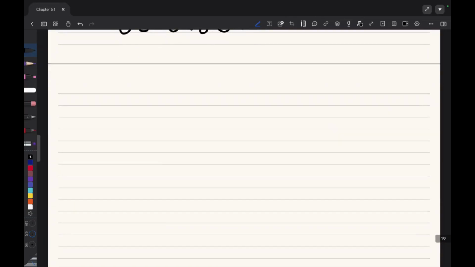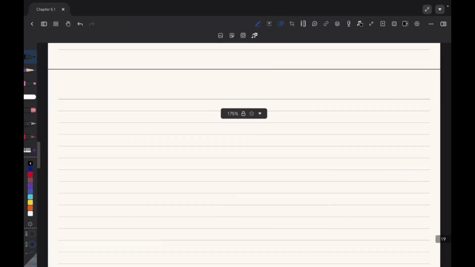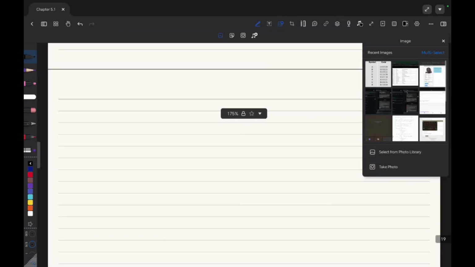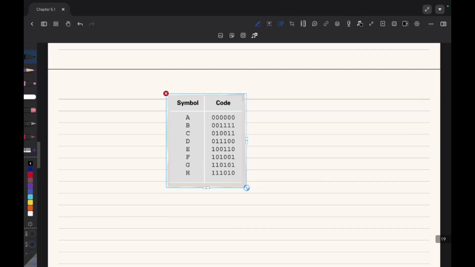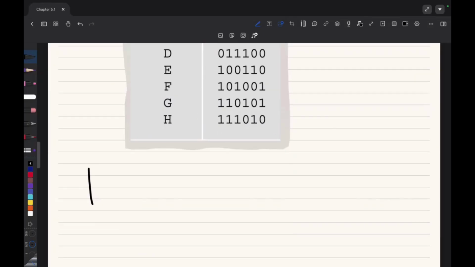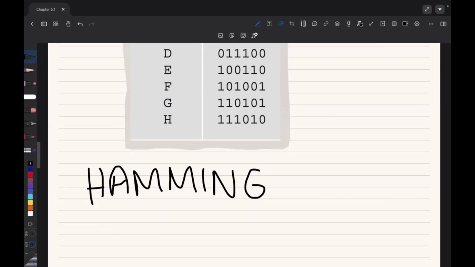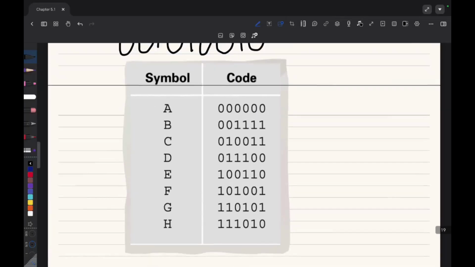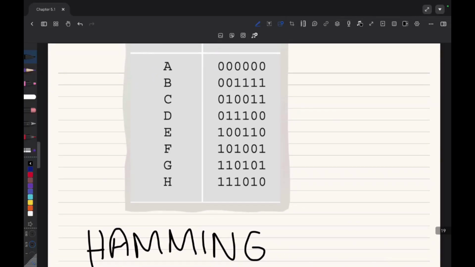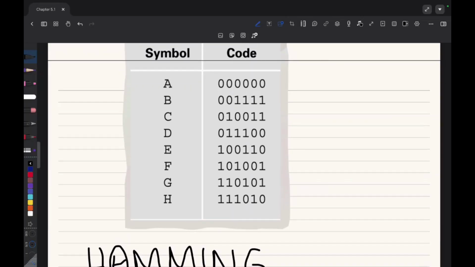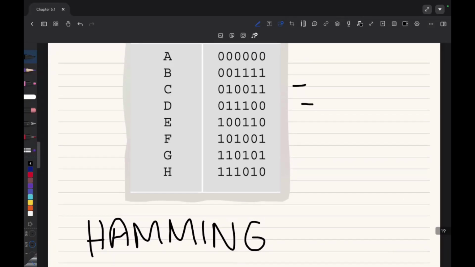Now let's move to the last part. This is the last part, the Hamming process, the Hamming distance. Okay, so let's just say maybe you're asked to find the Hamming distance between C and D. All right, now let's count the Hamming distance.